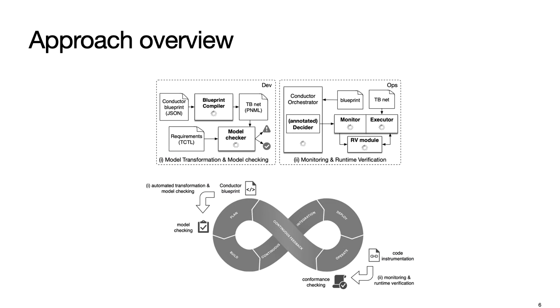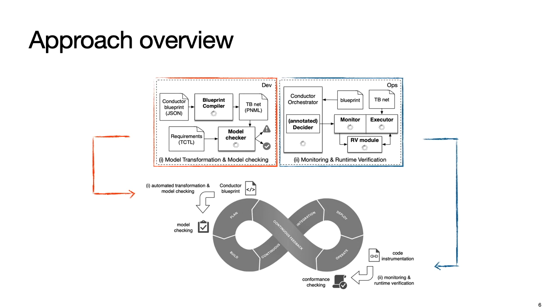The schema that you can see in this slide is a high-level overview of the whole approach. As you can see, there are two main phases. The first one on the left is the model transformation and model checking, which is intended to be applied during development, in particular during the plan phase of the DevOps loop. The second one on the right is the monitoring and runtime verification, which should be applied after the deployment stage, either during the testing phases or in production.